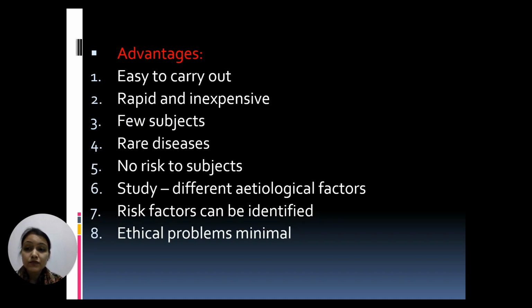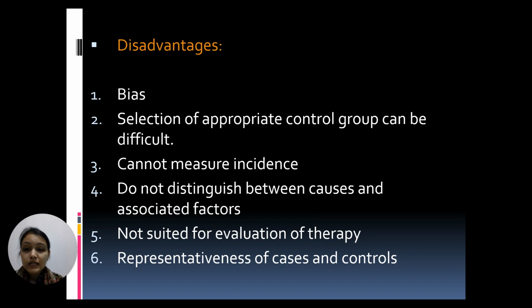Now, what are the advantages of case control? It is easy to carry out, rapid and inexpensive, needs few subjects, suits rare diseases, poses no risk to subjects, can study different etiological factors, risk factors can be identified, and ethical problems are minimal. Disadvantages: the chances of bias are higher. Selection of an appropriate control group can be difficult, it cannot measure incidence, does not distinguish between cause and associated factor, is not suited for evaluation of therapy, and representativeness of the cases and controls is hard to ensure.